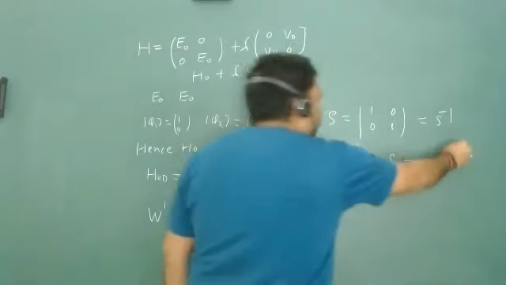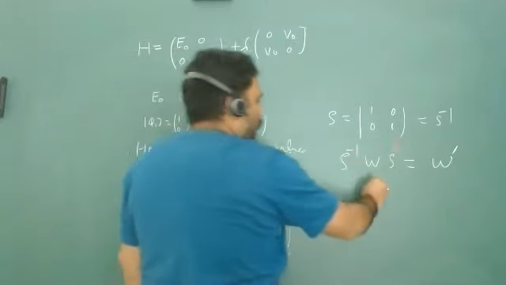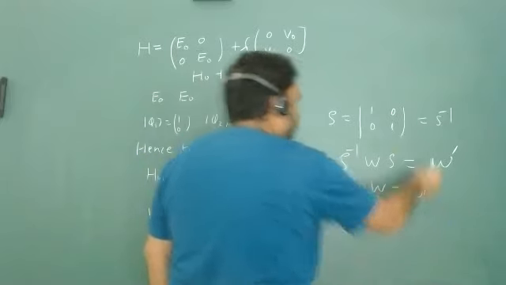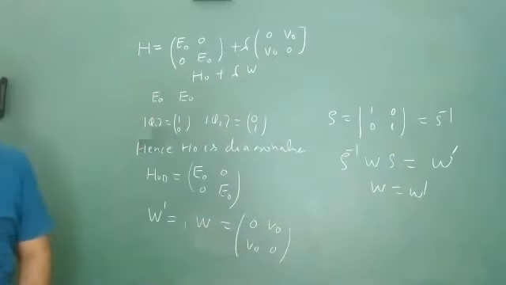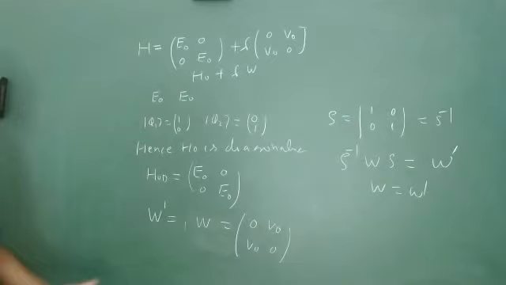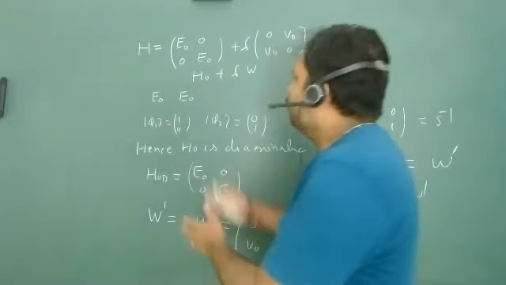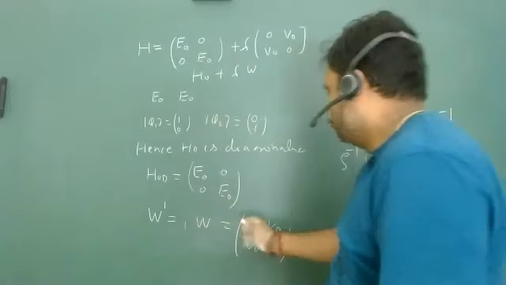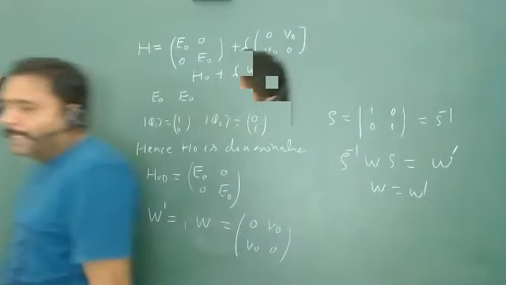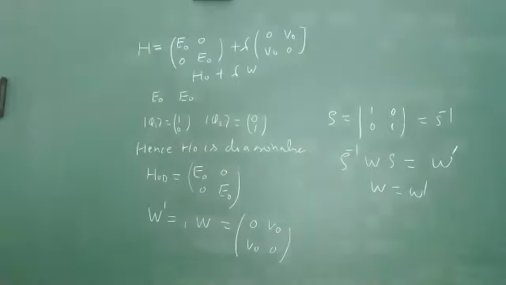If you calculate S inverse W S, you will get W. This is your W dash, and you will get the same matrix. You will get W equal to W dash. You can easily check it. So we need not do this type of exercise unnecessarily. We know that H naught is diagonalized, so W dash is equal to W. What will be your next step? Diagonalize W dash.